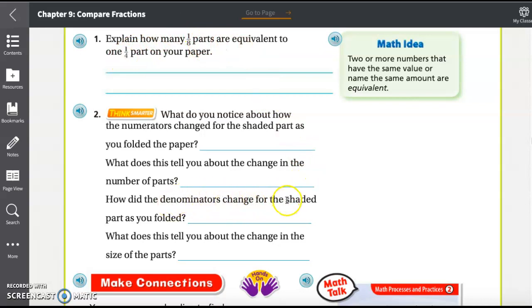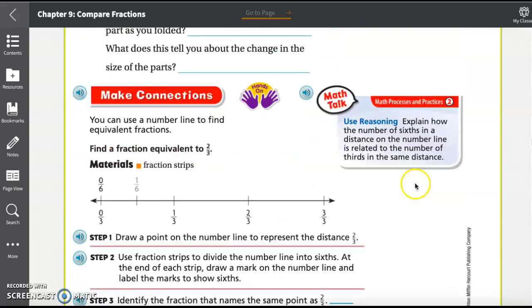How did the denominators change for the shaded parts that you folded? They doubled, all right? 4 doubled is 8, okay? So that's an easy way to remember that. And this last question is, what does this tell you about the change in the size of the parts? Well, the size of the parts got smaller, okay? Depending on what we were doing.